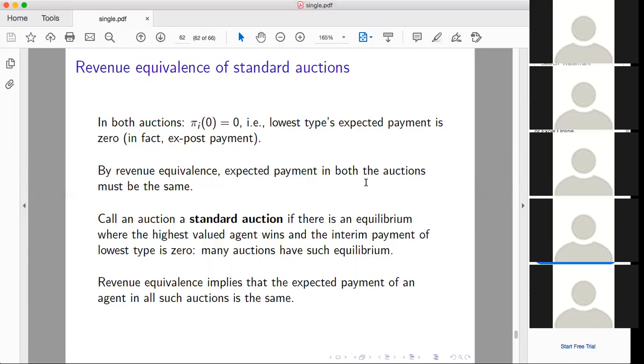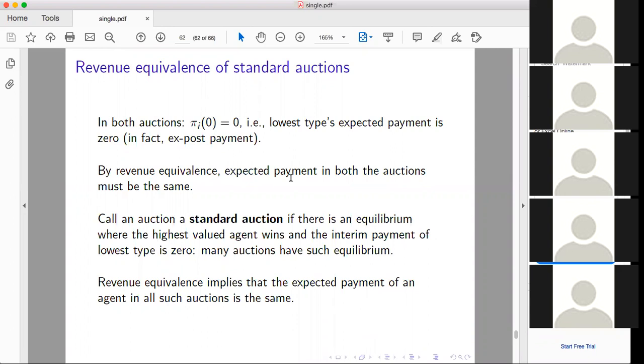So without doing all these calculations of computing the expected revenue from first price and second price, we are able to conclude that the expected revenue from first price and second price must be the same, because the payment at the lowest type is the same, which is 0, and the allocation rule is the same.